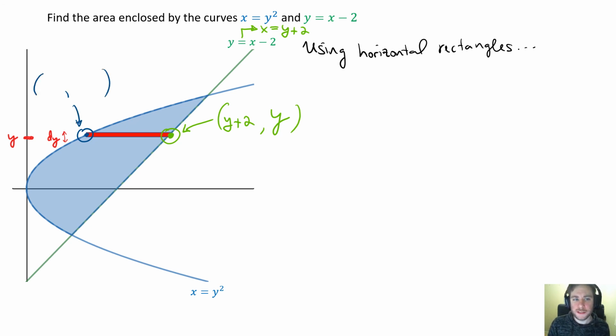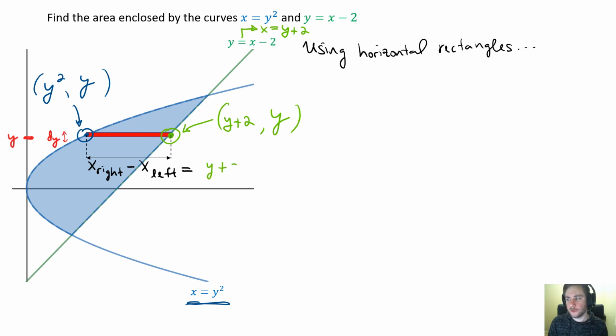Now for this other point, again, we want the coordinates in terms of y. Y in terms of y is y. And x in terms of y is given by this equation that this point is situated on. We see that x is equal to y squared, and so that's what we'll use as our x coordinate. Now we're ready to calculate our height, which in this case is a horizontal distance, and so a difference of x coordinates will do the job for us, right minus left. On the right, our x coordinate is y plus 2, and on the left, it's y squared.